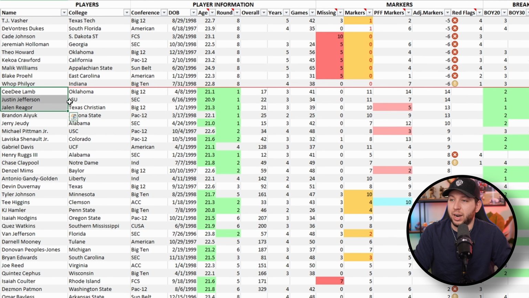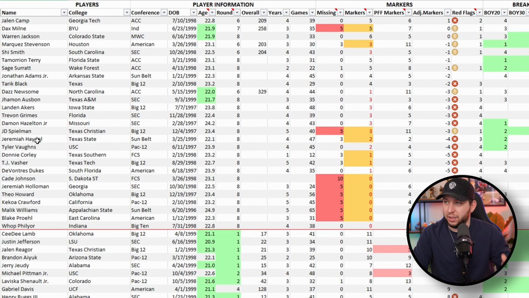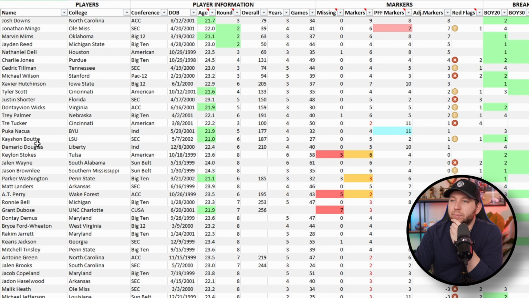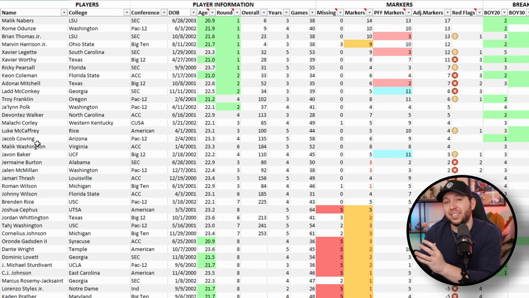2020, Lamb, Jefferson, Reagor, ouch, Aiyuk, Judy, Pittman. There's your top 6 for the 2020 class. I feel like that's a pretty good ranking for the 2020 class. And then 2019, N'Keal Harry, AJ Brown, Isabella, and Arcega-Whiteside. But then Metcalf and Hollywood, Parris Campbell, Deebo Samuel. I feel like that's, again, a pretty good grouping of players in terms of how they should be ranked at the top, which, again, is largely based on draft capital, but also ranked on my marker system. So I feel like just in general, my marker system does a pretty good job of highlighting who the top guys are in each class and ordering them correctly or semi-correctly, that if you just looked at that, you would have pretty good success.